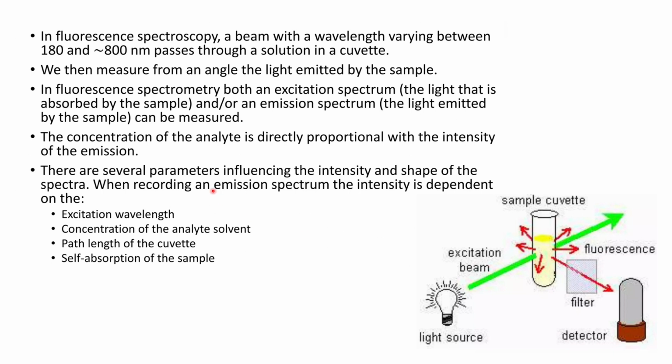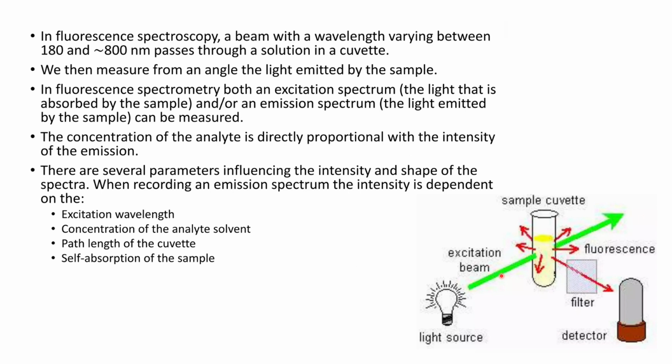In fluorescence spectroscopy, a beam with a wavelength varying between 180 and 800 nanometers passes through a solution in a cuvette. We then measure from an angle the light emitted by the sample. In fluorescence spectrometry, both an excitation spectrum, the light that is absorbed by the sample, and/or an emission spectrum, the light emitted by the sample, can be measured. The concentration of the analyte is directly proportional to the intensity of emission.